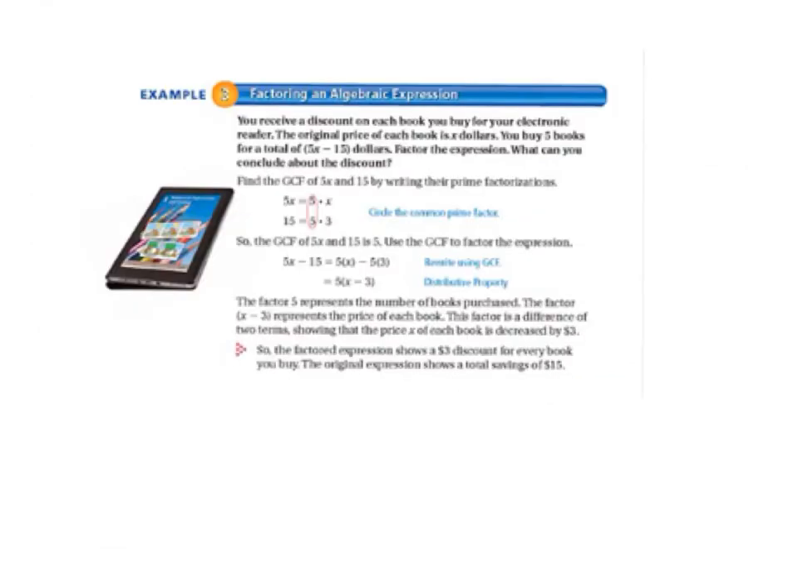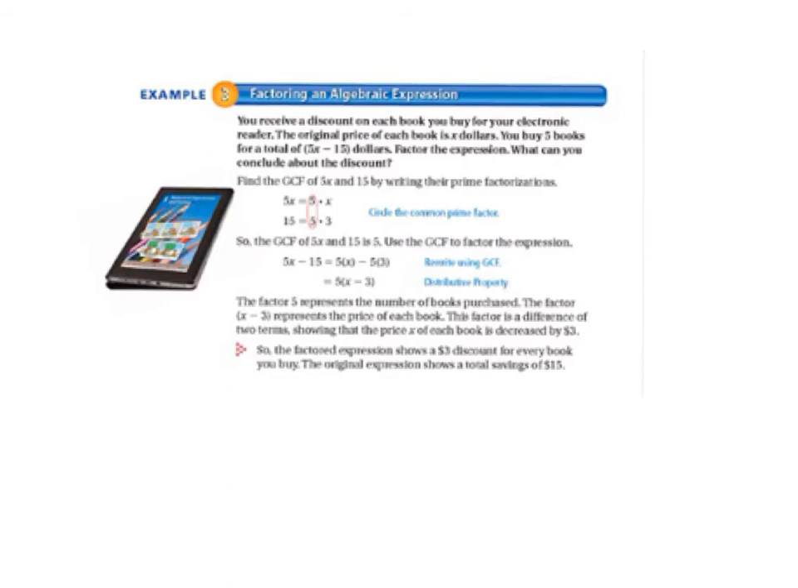Moving on to page 141, we're factoring an algebraic expression. We receive a discount on each book we buy for our electronic reader. The original price of each book is X dollars. We buy 5 books for a total of 5X minus $15. We factor the expression. What can we conclude about the discount?